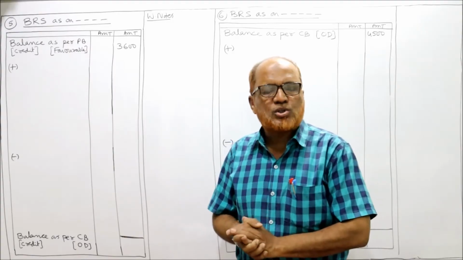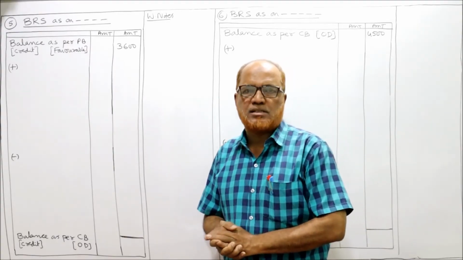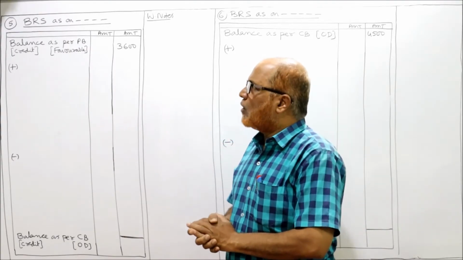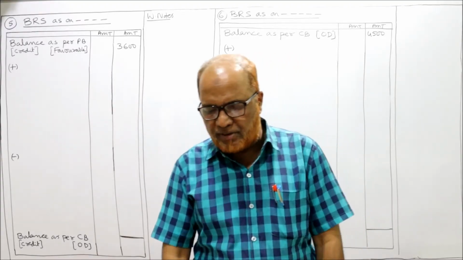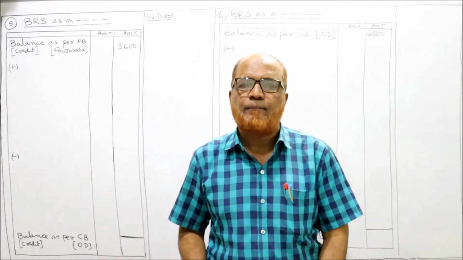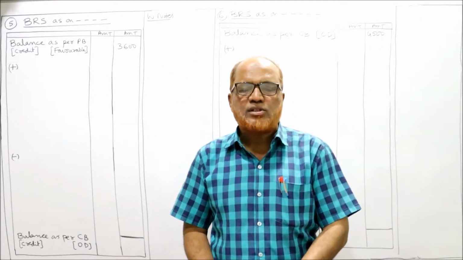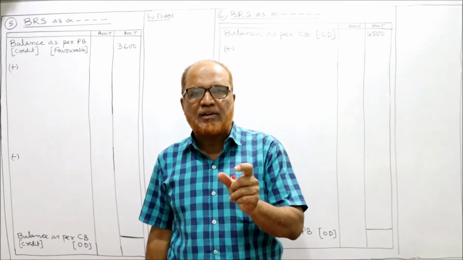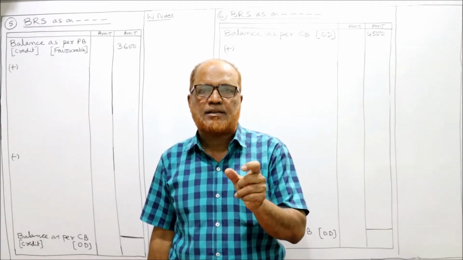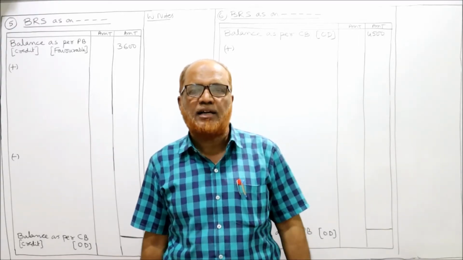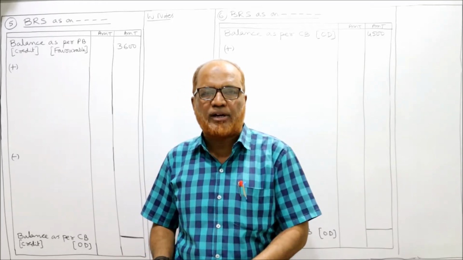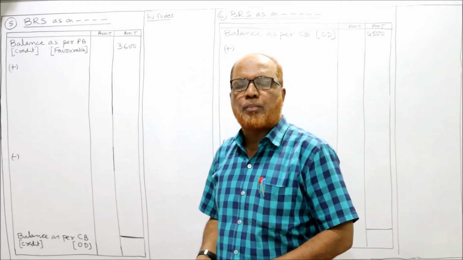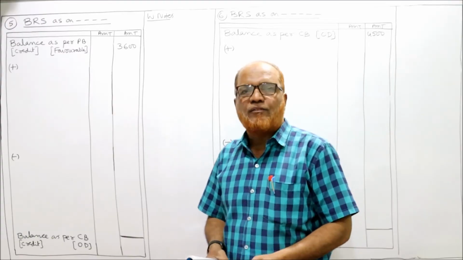Now I'm going to start the next problem on BRS, bank reconciliation statement. Already 4 short problems I have solved in the previous video. Now I'm starting the 5th problem. Before starting, I expect my viewers to have the problem set from the link which I have provided under the description. Take a hard copy, print out the problems and keep it ready before watching the video. Now I'm reading out the 5th problem.